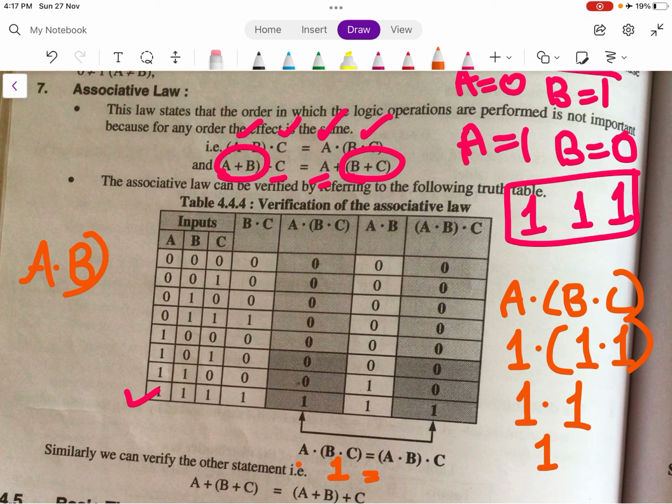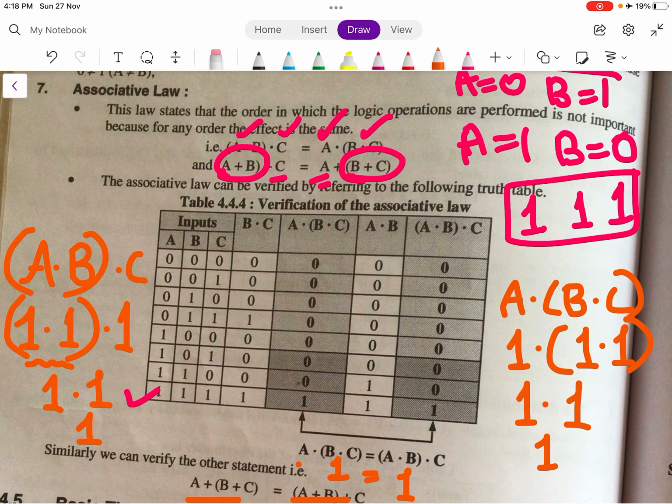So A is 1, B is 1, into 1. 1 into 1 is 1, into 1. That is also 1. So 1. So LHS is equal to RHS. Hence the associative law is proved. You can similarly try it for addition also.